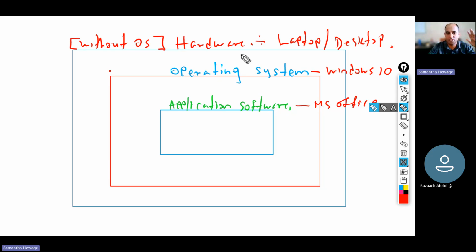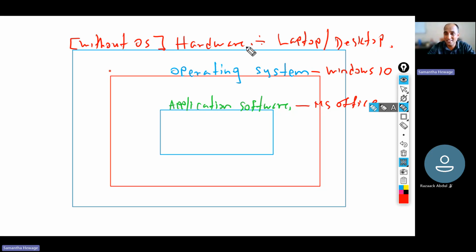So the relationship between them, you have to remember: hardware alone is useless, right? It's like a metal. When you buy a laptop or desktop without an operating system, no use, no point. Once you install the operating system like Windows 10 or Linux or Mac OS, then only you can use the computer. But even when you install the operating system, you can't use the machine perfectly. You have to install some application software which is necessary to use.